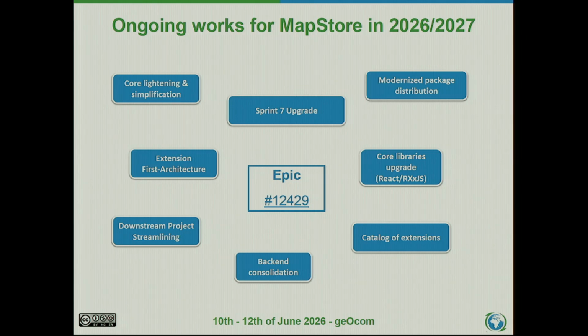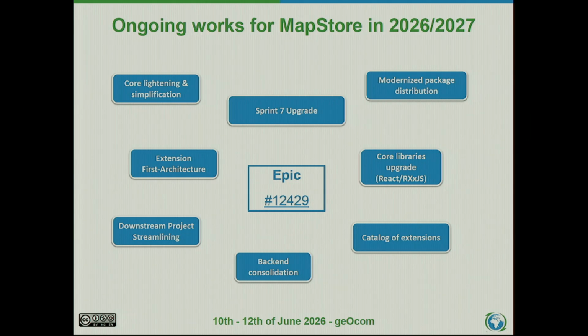So a catalog of extensions, an improvement at the same time of other kinds of scenarios, like a public catalog of extensions that people can connect to in order to install extensions in a MapStore instance. And of course, as a direct consequence of this, a refactor of downstream projects. So the structure of downstream projects as well as extensions, of course, for making them easier to develop with, to work with, to maintain, and so on and so on.